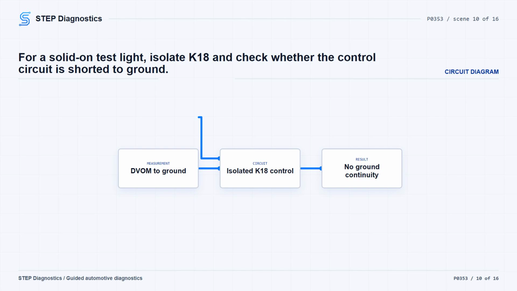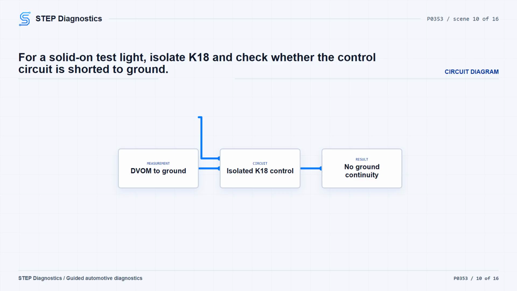If the test light stayed on constantly, isolate and check the coil 3K18 control circuit for a short to ground. The ignition must be off when checking a circuit for continuity to ground. Isolate the circuit by disconnecting the ECU and every component connector that contains the circuit being tested. Use the circuit path to separate sections where possible.